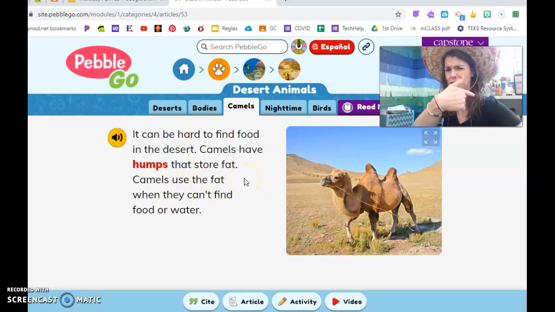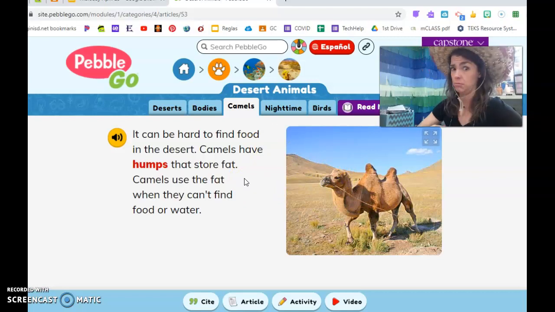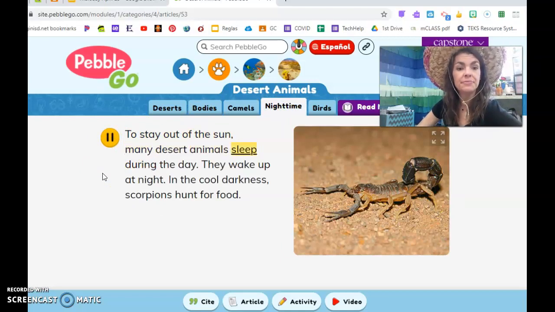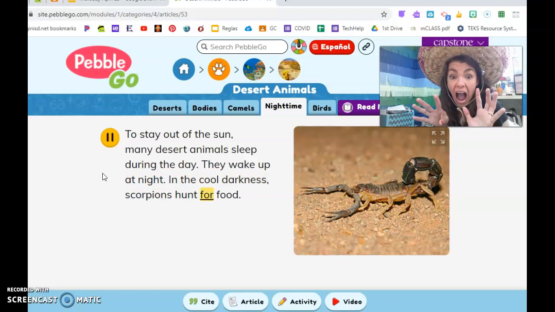Do you have a spot back there to hide food when you're hungry? I don't. That's our second characteristic we've learned today. On to the nighttime. To stay out of the sun, many desert animals sleep during the day. They wake up at night. In the cool darkness, scorpions hunt for food.